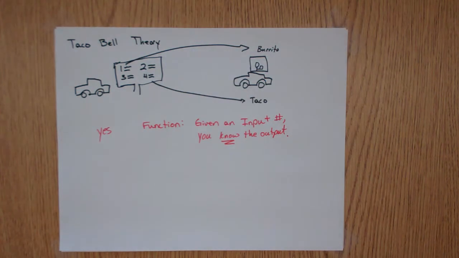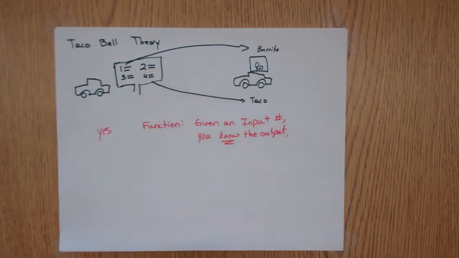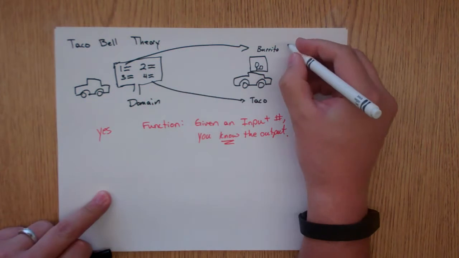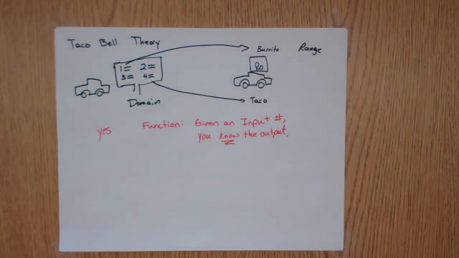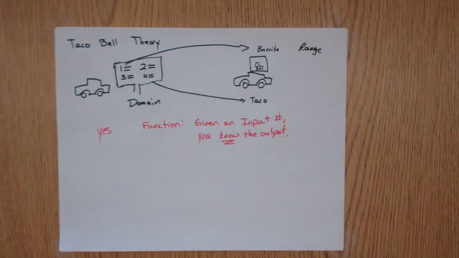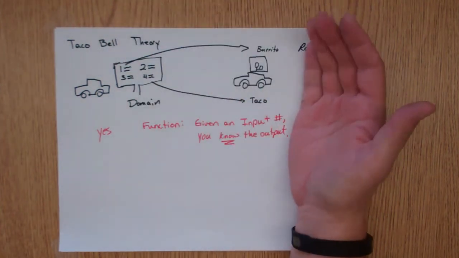All right, so there's no doubt in your mind that when you pull up and order a combo 1, you're going to get a burrito. When you order your friend a combo 4, he's going to get a taco. All right, so that is a function. Okay, and this represents your domain. And then the items on the menu board, the items that you actually get, represent the range. So combo 1, you get a burrito. Combo 4, you get a taco. All right, you order, you know what you're getting. Domain, range.